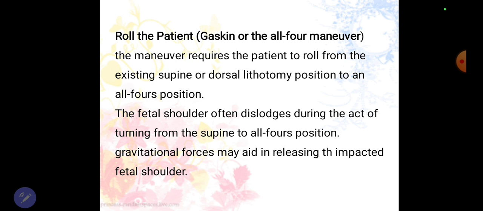In this position, first try gentle axial traction. If that fails, repeat all of the internal rotatory maneuvers, Rubin 2, wood screw and reverse wood screw, in this position. If that fails, we go to the last resort, which is the third line measures.